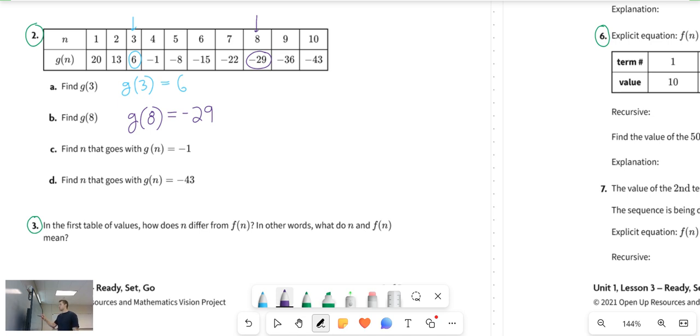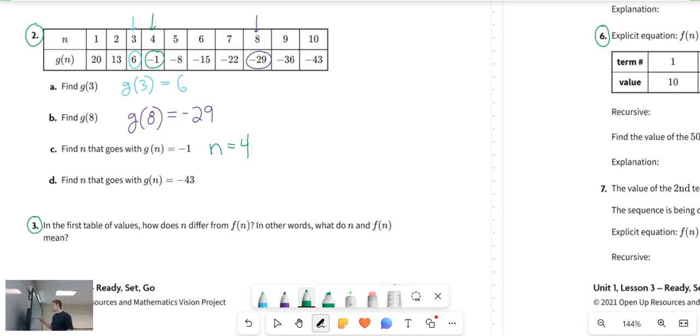Find n that goes with g of n equals -1. If our output is -1, we'll do this one in green. That looks to me like it's right here. This is our output equal to -1. So our input that goes with that output is 4. So we'd write n, our input, equals 4.